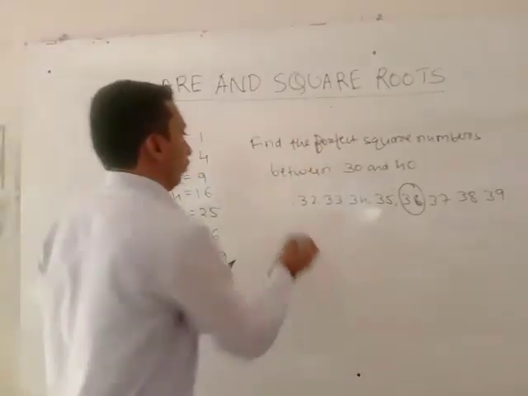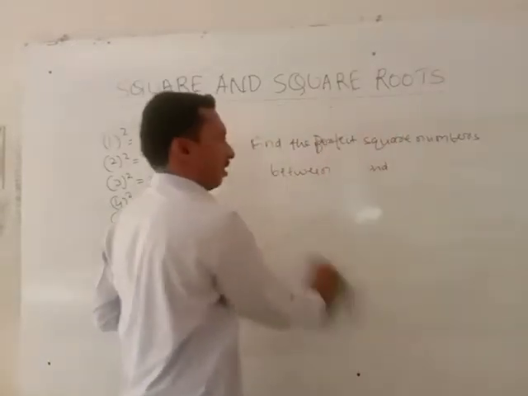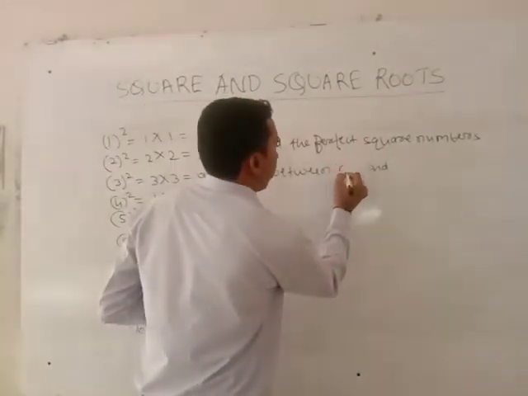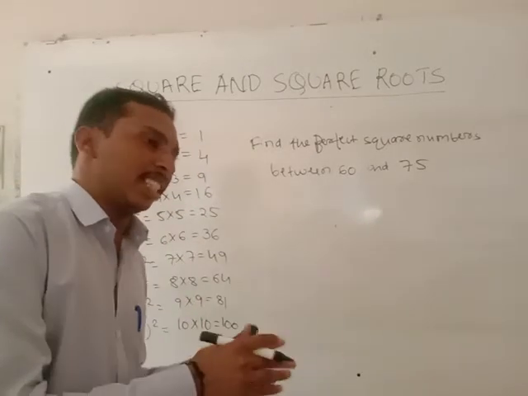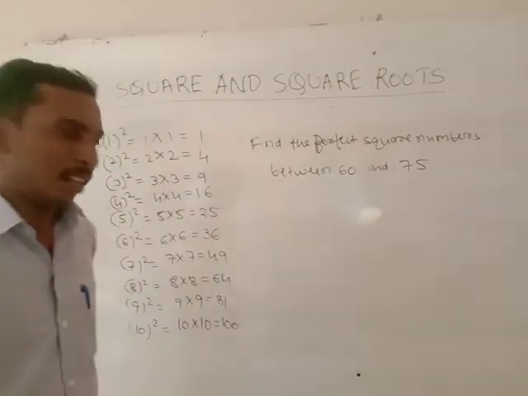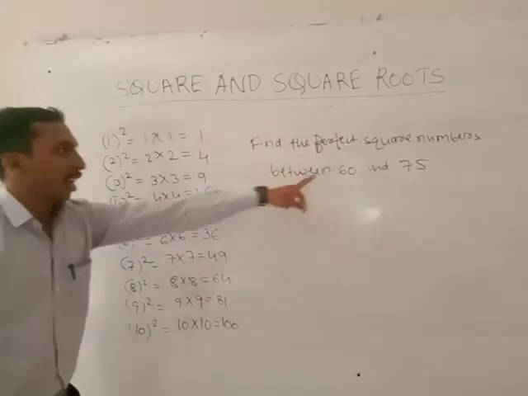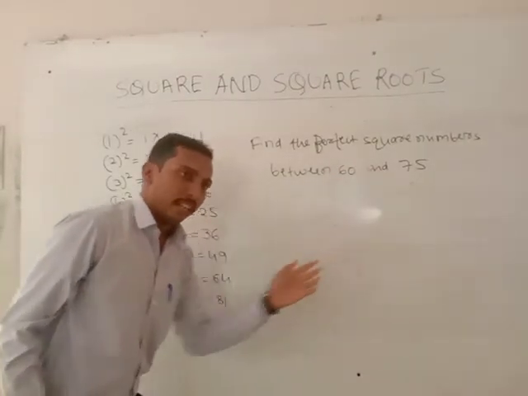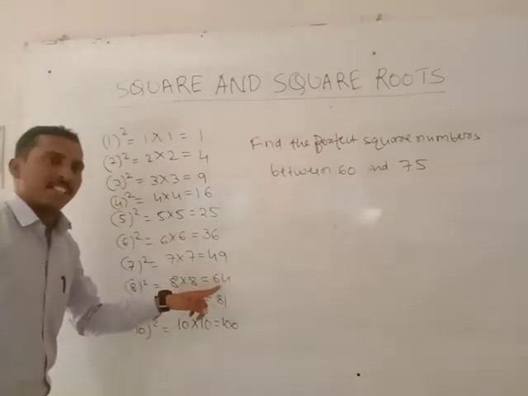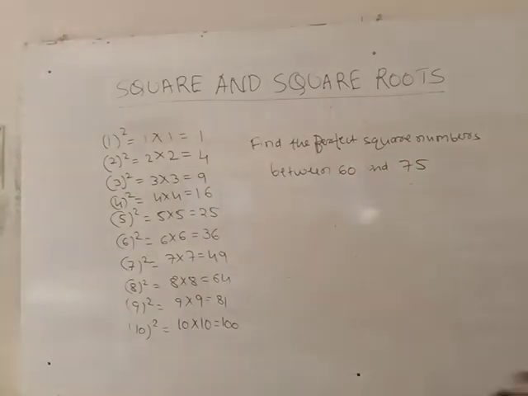If I ask you one more, which are the perfect square numbers that lie between 60 and 75? Can you check here? Very good. Here in between 60 and 75, let's observe. It means greater than 60, less than 75. Is there any number? That is 64. Only 64 is the perfect square number which lies between 60 and 75.